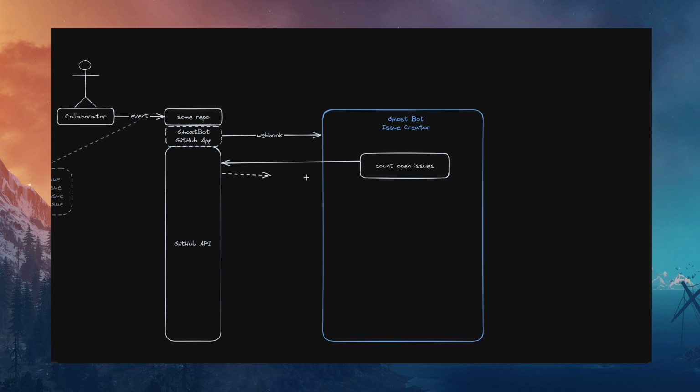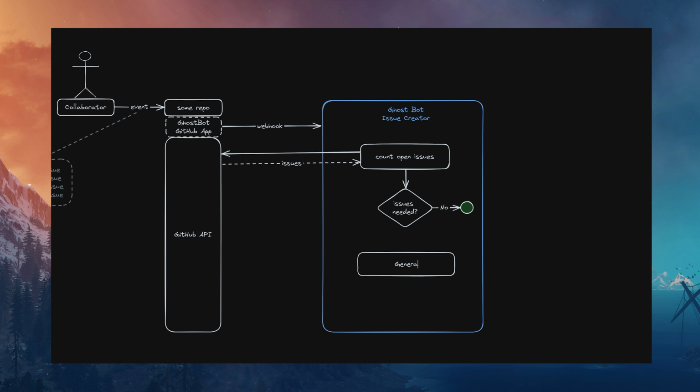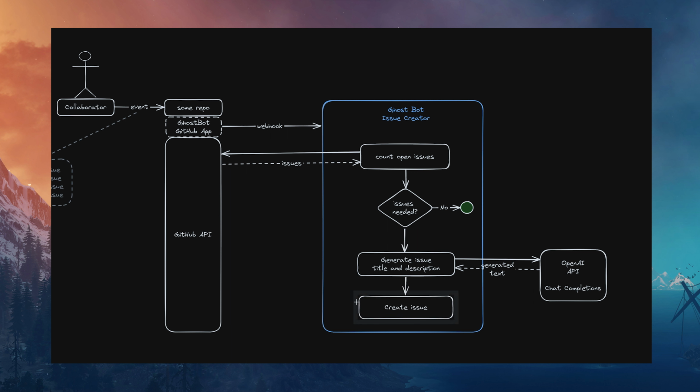Then the issue creator will use GitHub's API to count the currently open issues. If the repo has already reached a certain amount of issues, the process will end right there. And if there's room for more issues, we'll trigger the process to generate a new one. That's when we'll use OpenAI's API to generate the title of the issue and the description. And there's a final request to GitHub's API to open the issue in the haunted repo.